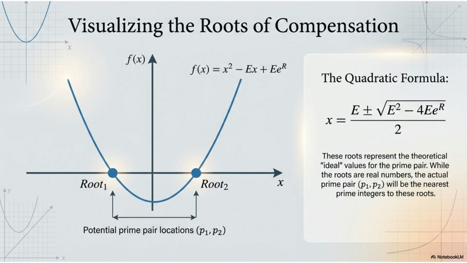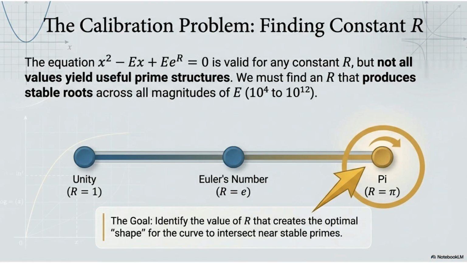Visualizing the roots of compensation, the quadratic formula provides the theoretical ideal values for the prime pair. The actual prime pair will be the nearest prime integers to these real number roots. The calibration problem is finding the constant $r$. While the quadratic equation is valid for any $r$, we must find the optimal value that produces stable roots across all tested magnitudes of $E$.